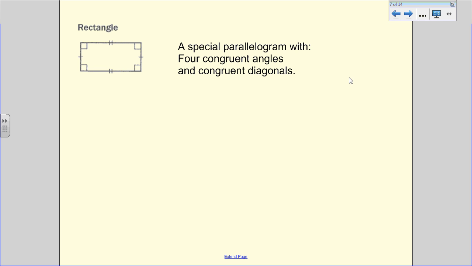For a rectangle, this was our second special parallelogram. So once again, because it's a parallelogram, it has all of those properties that we mentioned with the parallelogram. But what it has is four congruent angles. So we have the 90-degree angles, and it has congruent diagonals. So not only are the two diagonals going to bisect each other, but they're going to create four congruent segments because each diagonal is the same length.